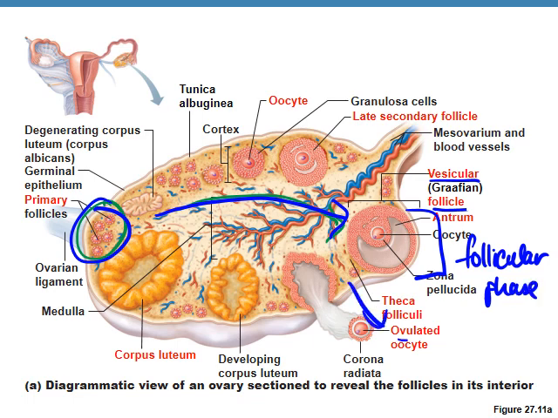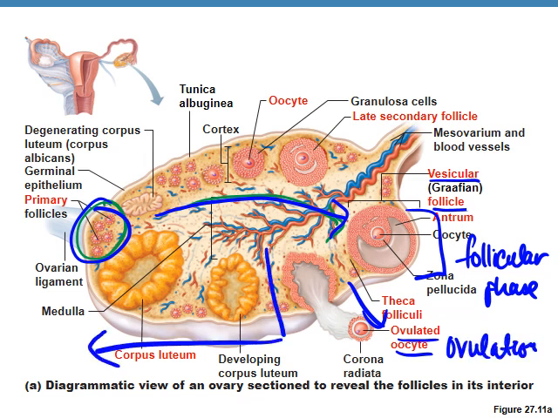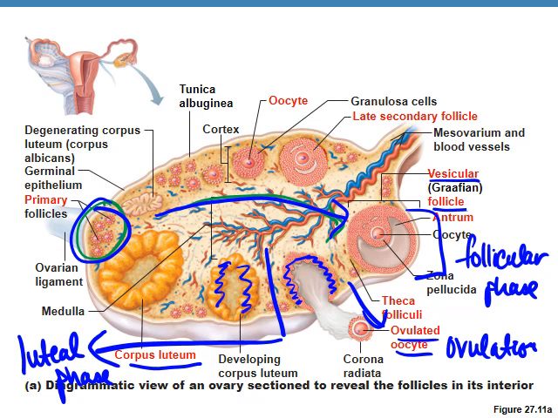Now we have the ovulated oocyte, or the ejected oocyte, that's ovulation. Then we have this phase, which is called the luteal phase. And this is when the corpus luteum is active. Hopefully you can see that the cells that made up the follicle that are left behind after the oocyte is ovulated, those are the same cells. We just now call it the corpus luteum.